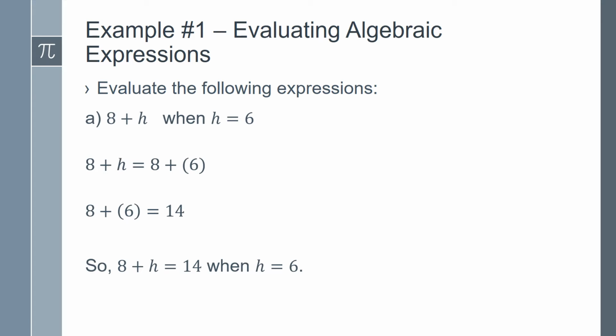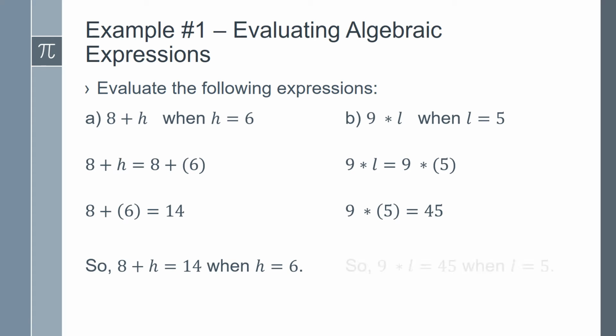Let's try another example. 9 times L when L equals 5. We have 9 times L equals 9 times 5. Again, I have substituted the number in and placed it in parentheses. This will come in handy later on. 9 times 5 equals 45. So 9 times L equals 45 when L equals 5.